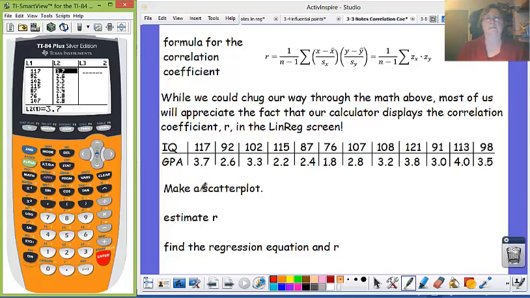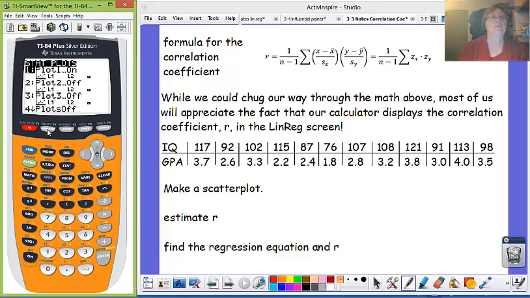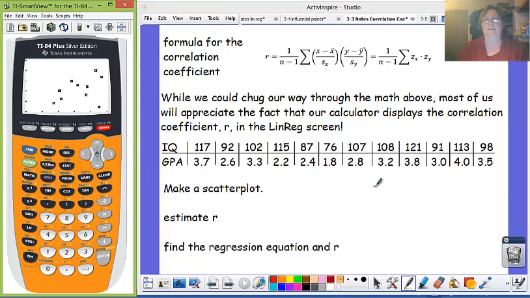And I'm going to go ahead and set up for a scatter plot. Second and y equals. My plot is turned on. It's looking at list 1s and 2s, which are good. That's where my stuff is. I have a window set up that takes IQs, or the x value, from 70 to 120 by 10s. The y's, these are GPAs, from 2 to 4.5 by 0.5. Let's take a look at that plot, and we'll just give it a quick sketch here.